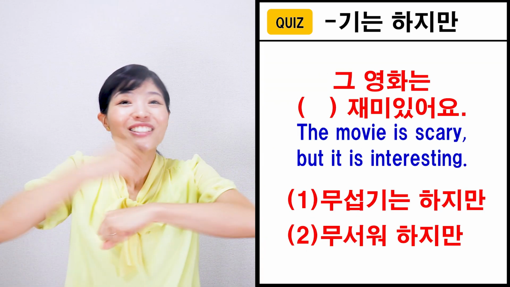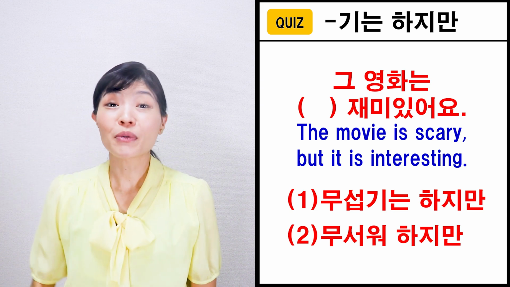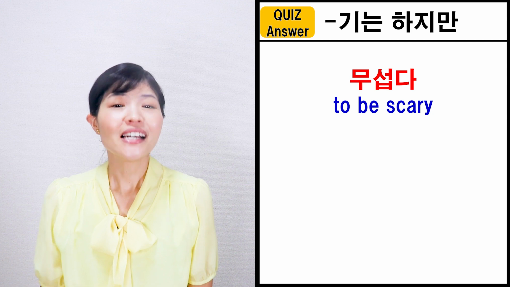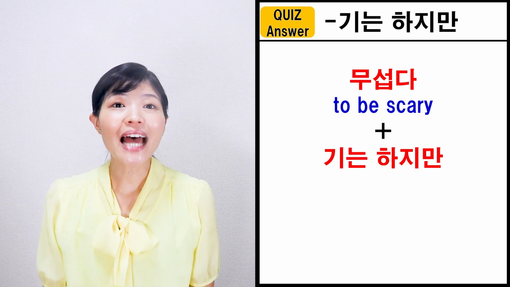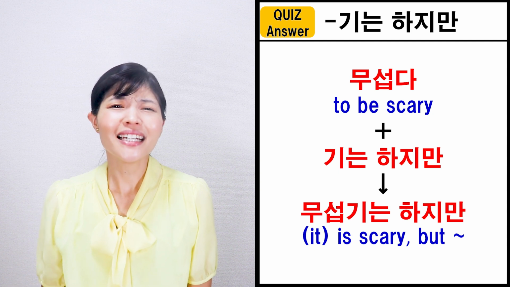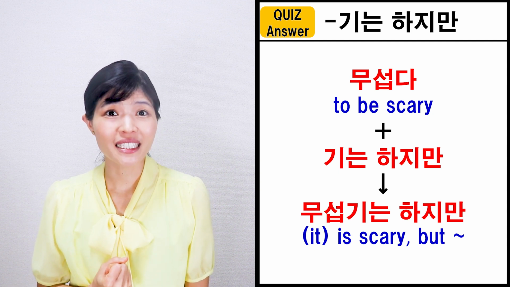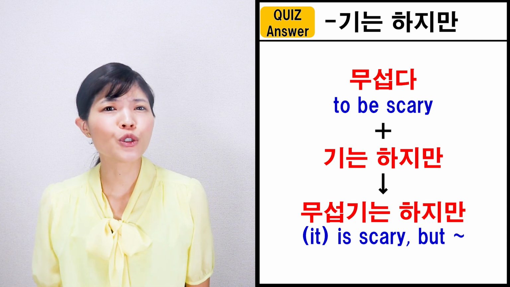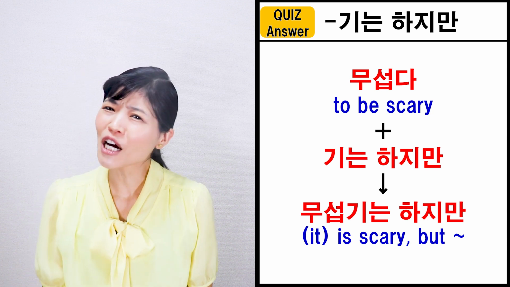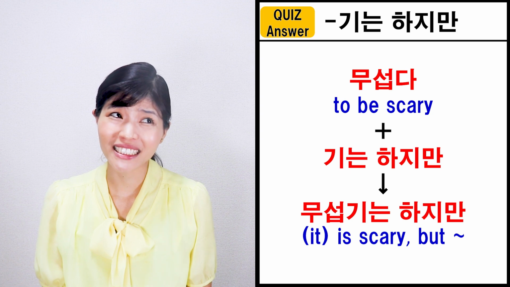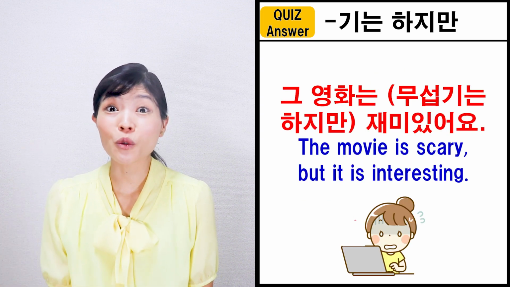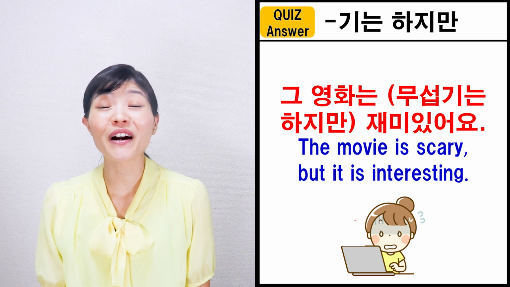The correct answer is number 1. 무섭다 means to be scary. So you add 기는 하지만 to make 무섭기는 하지만, it is scary, but by the way, I have a friend who enjoys horror movies. How about you? I cannot watch any scary movies. Anyway, let's read it together as if you enjoy scary movies like my friend.